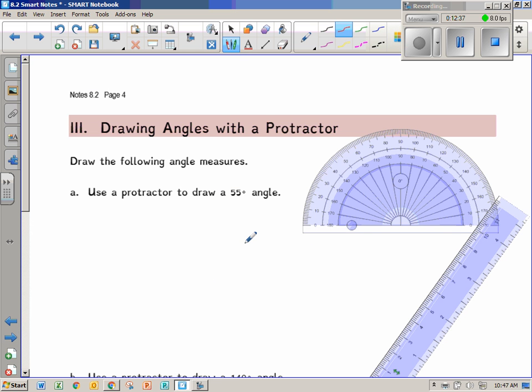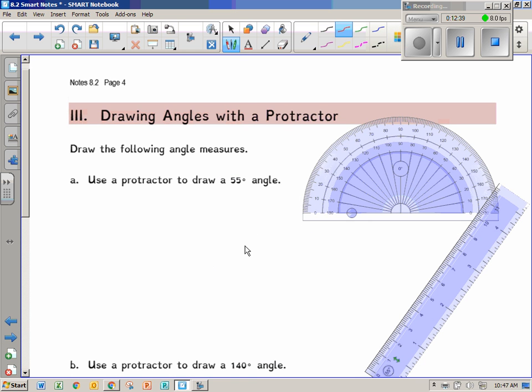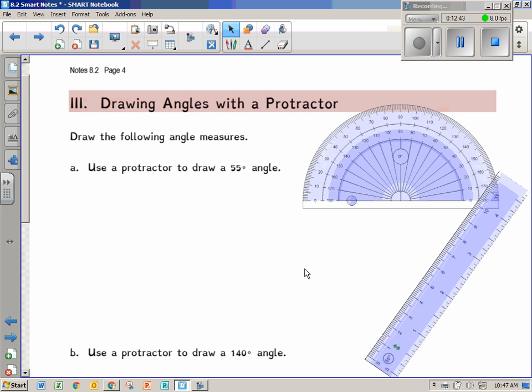Moving forward. Now, you're actually pretty much doing the same thing, but you're just drawing an angle. So you have to start by just drawing a line. Now, I usually make mine horizontal, but you may choose to do that any way you'd like. Fortunately, on the smartboard, you can just get a straight line right off the bat. But I would use the edge of my protractor or a ruler to draw a straight line.